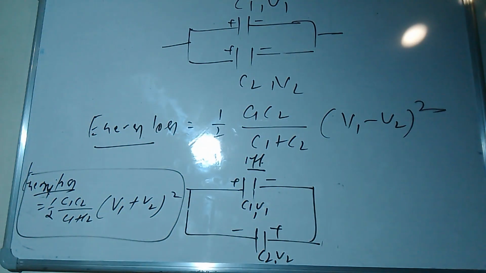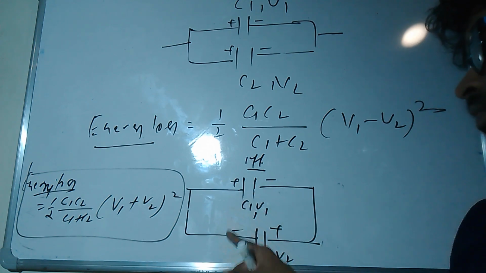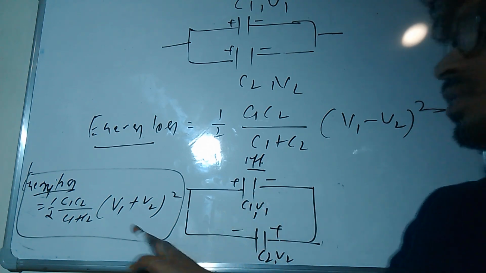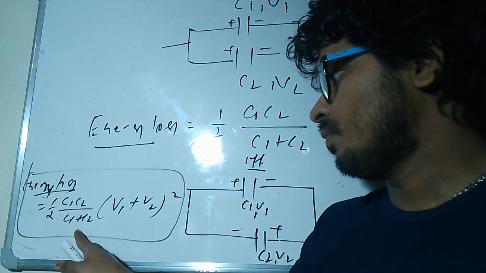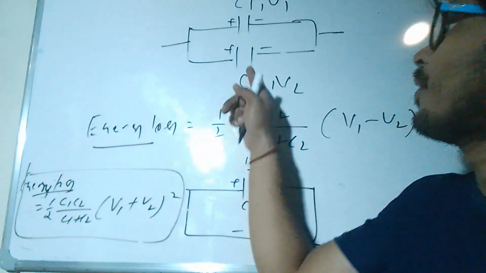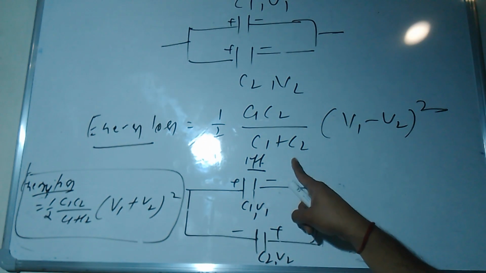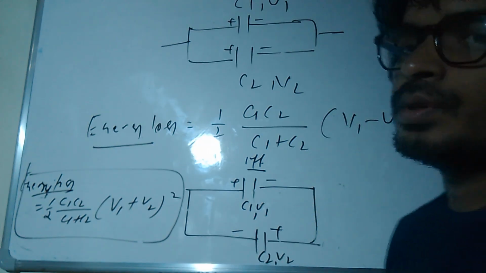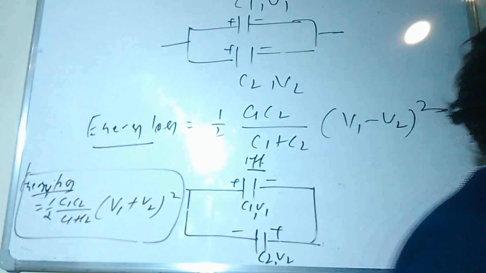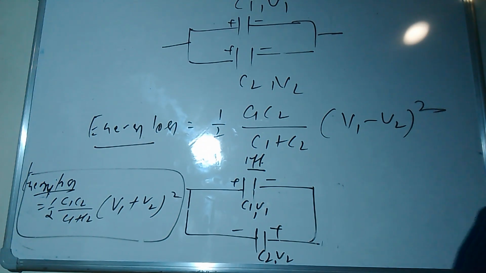So this is a very important relation. When we are connecting both capacitors with plus to minus, minus to plus, the energy loss is 1 by 2 C1 C2 divided by C1 plus C2, V1 plus V2 whole square. And when we are connecting plus to plus, minus to minus, in this situation it is 1 by 2 C1 C2 by C1 plus C2, V1 minus V2 whole square. So this is the energy loss of the capacitors. You need to take care of this relation.